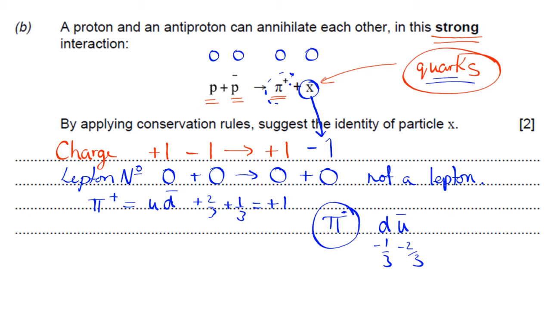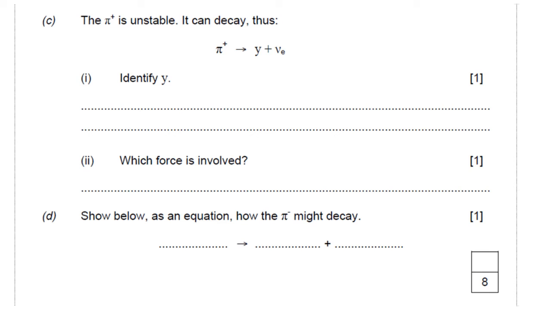Right, part C. We know the pi plus is unstable. The pi plus, this pion, the meson, is unstable. It can decay thus: pi plus goes into Y plus an electron neutrino here. So identify Y. Again, conservation laws. We know charge is conserved. So we start with plus 1. The neutrino has 0 charge, so we must be looking for something with a positive charge, plus 1.